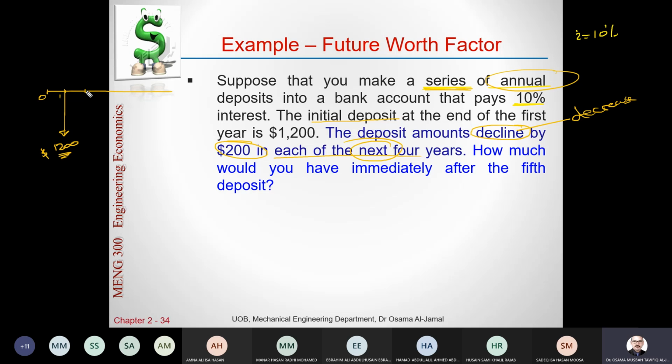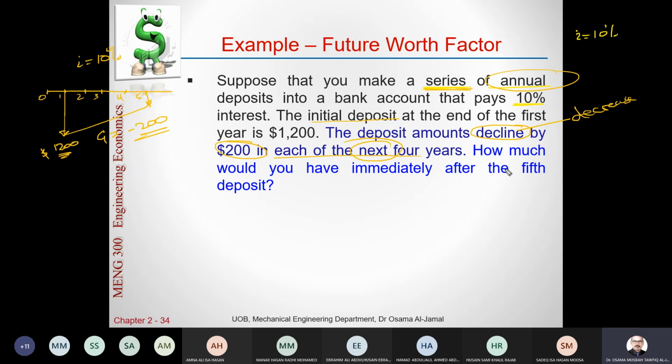So we have years 2, 3, 4, 5. Why does it say next 4 years? This is the first G, second G, third G, and then the fourth G is going to decline by how much? G of negative $200. We have the I in here now, 10%.